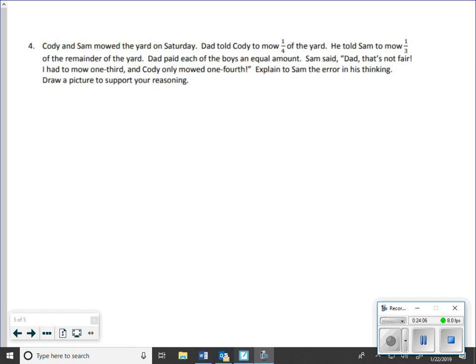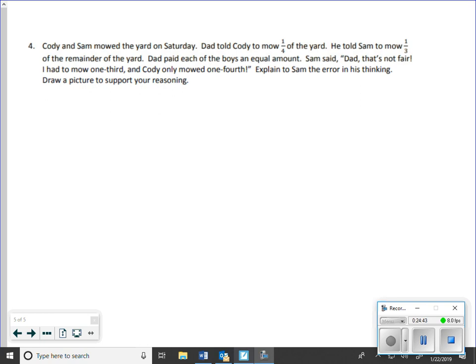Cody and Sam mowed the yard on Saturday. So is that important in the problem? No. Dad told Cody to mow 1/4 of the yard. He told Sam to mow 1/3 of the remainder of the yard. Dad paid each of the boys an equal amount. Sam said, Dad, that's not fair. I had to mow 1/3 and Cody only mowed 1/4. Explain to Sam the error in his thinking. Draw a picture to support your reasoning.